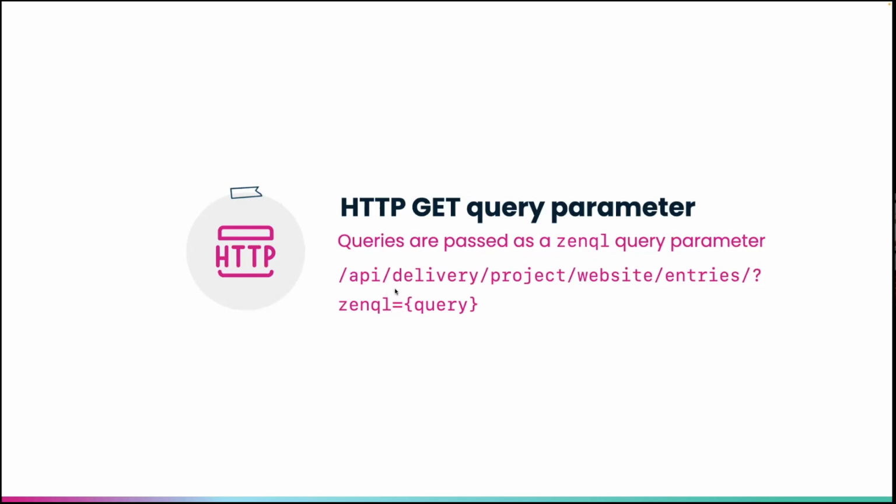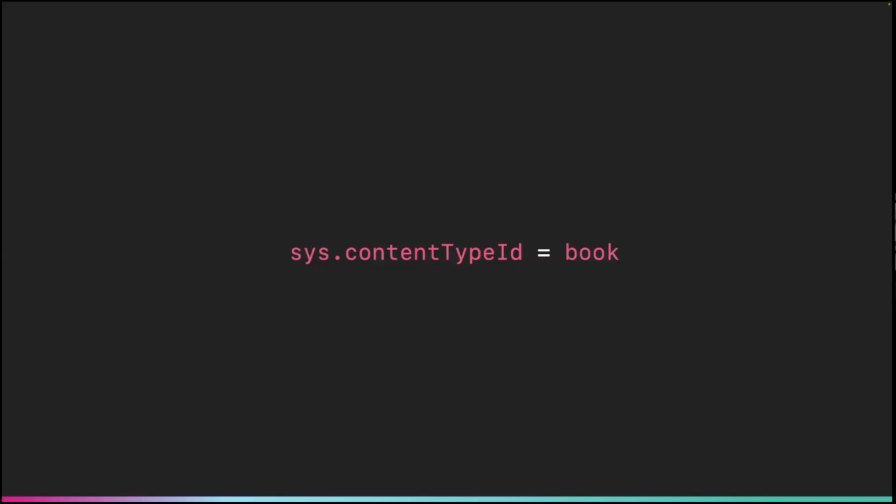So in this example, we go into the delivery API of the project website, and we're looking at entries, and we're saying we're going to run a query. So what are those queries? Well, you may be interested in finding all entries that are of the content type book. So here we got sys.content_type_id equals book. And this first value you see to the left of the equal sign is part of the entry that is returned from the delivery API in the kind of JSON definition. So we've got sys.content_type_id equals book.